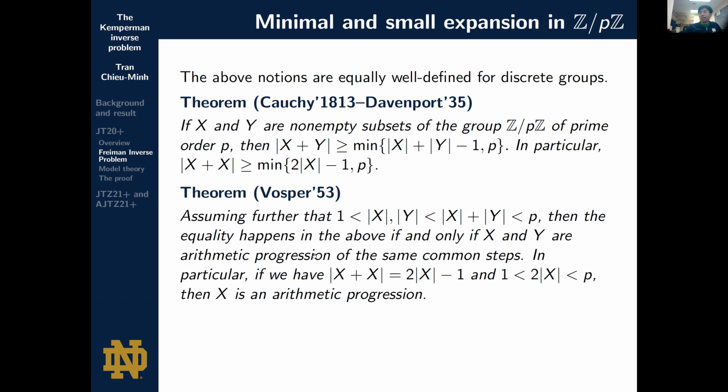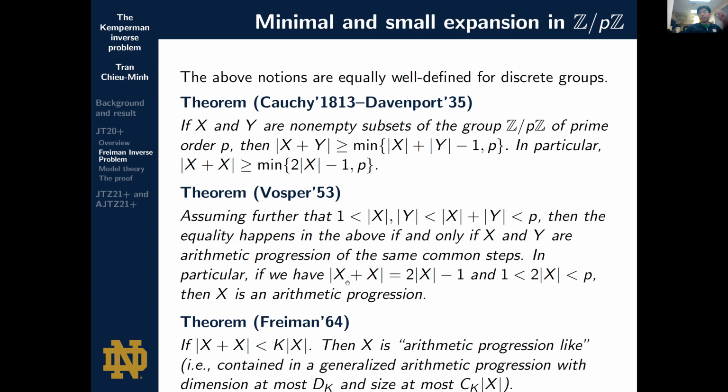And the analog of our result in this case is a theorem by Vosper, which says that if you have the size of X plus X equal to 2 times the size of X minus 1, then X must be an arithmetic progression, right? So an arithmetic progression is the analog of an interval in this situation.